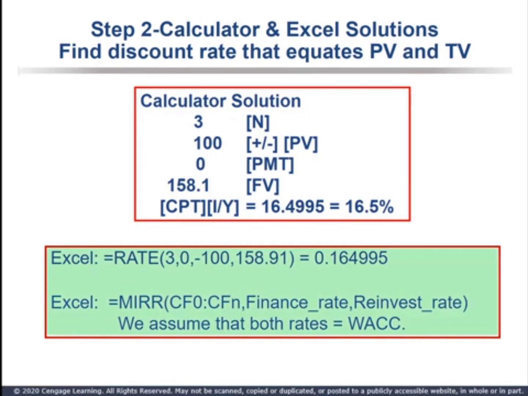Excel also has a dedicated MIRR function. Note that the Excel MIRR function asks for 2 rates. The finance rate is the discount rate applied to outflows. Since we only had one outflow, this wasn't used. The reinvestment rate is the future value rate. And for our problems, we'll use the weighted average cost of capital for both rates.